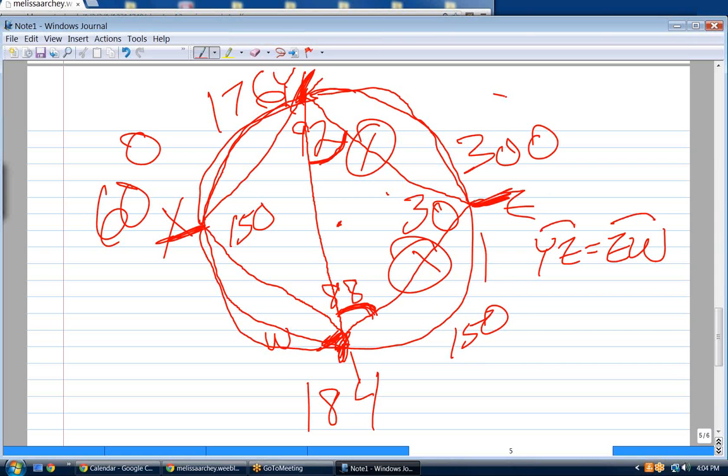All right. Once I figure out that this one's 150, well, I know it was 184 going all the way from here to here, so this one has to be 34. XW. Yeah, that's a much better way to solve it.